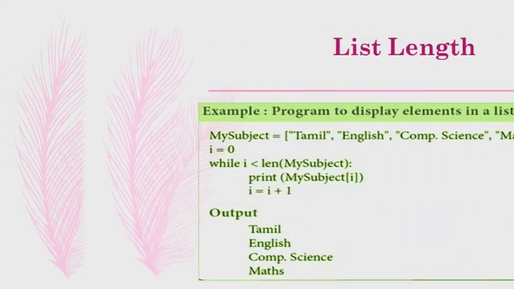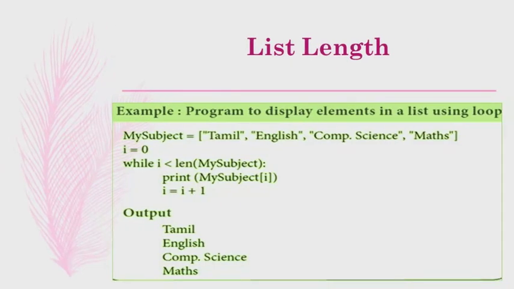So let us see one program to display elements in a list using a loop. Here we are using a loop to display the elements in a list. My subject is equal to Tamil, English, Computer Science, Maths. Here the initial value is, we know, 0, and next the condition is given; a while loop is used here. I is less than length of my subject. What is the length of my subject? 4. Tamil, English, Computer Science, Maths. 4 subjects are there. So the length of my subject is 4.